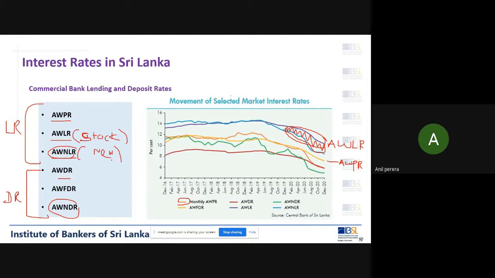Average weighted interest rate for all rupee deposits, let's say, average weighted interest rate for all deposits in rupee terms. You don't take foreign currency deposits here, only the rupee deposits are taken.